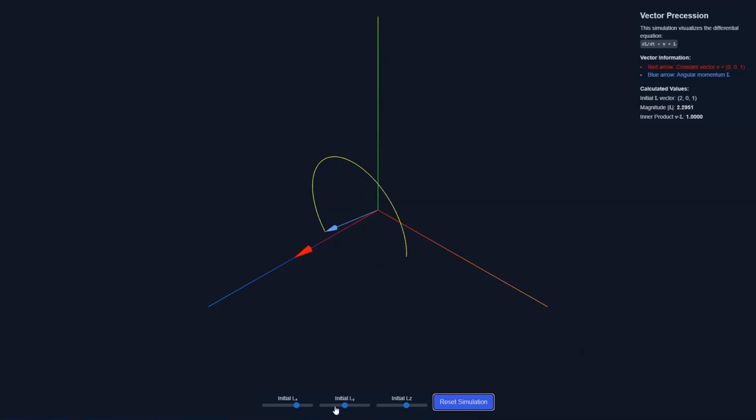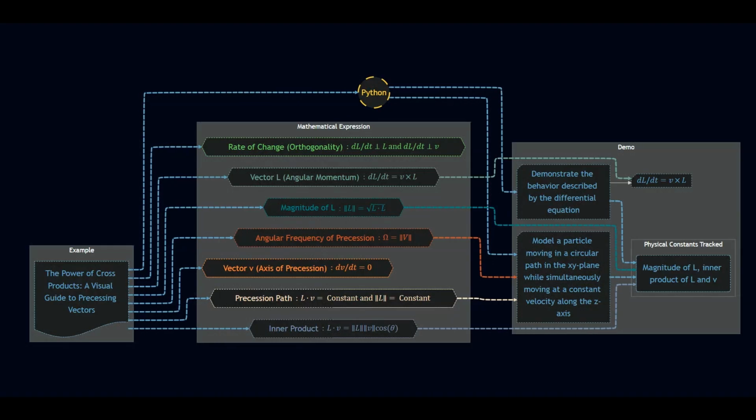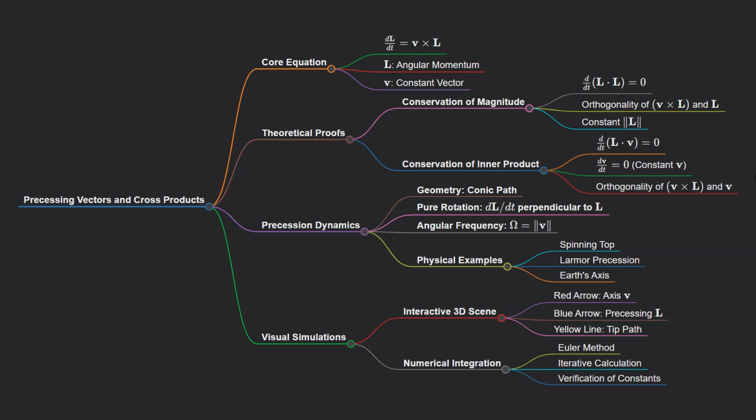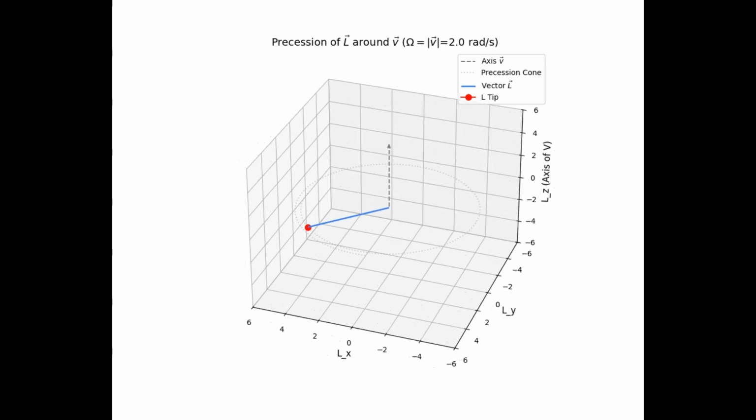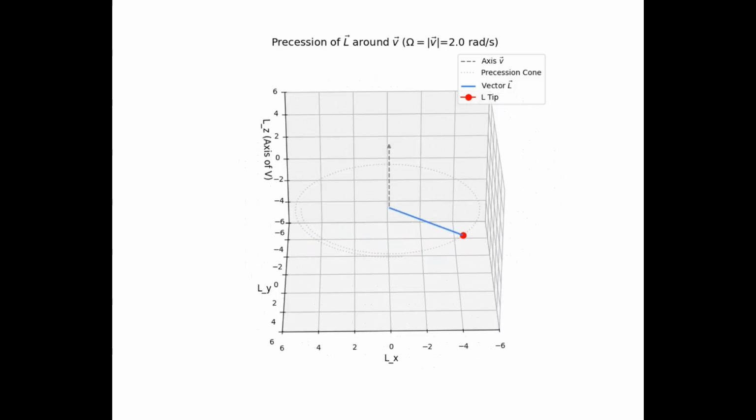Visualizations of these concepts typically use a stationary red arrow to represent the axis and a blue arrow for the precessing vector, with a yellow line tracing the circular path to make the formation of the cone visually clear to the observer. These models confirm that, regardless of the starting conditions, the vector's length and its angular relationship to the axis are perfectly preserved.